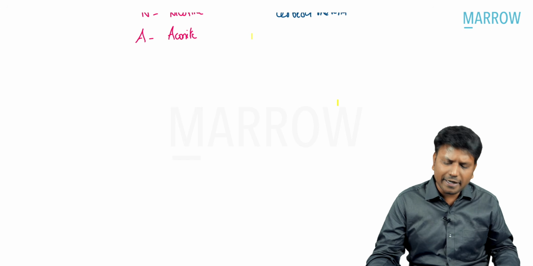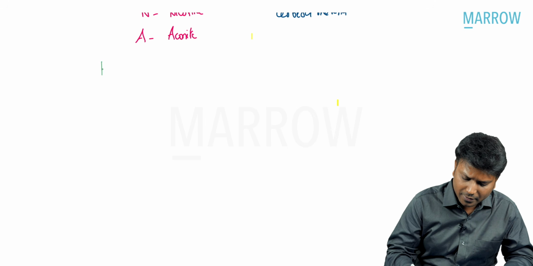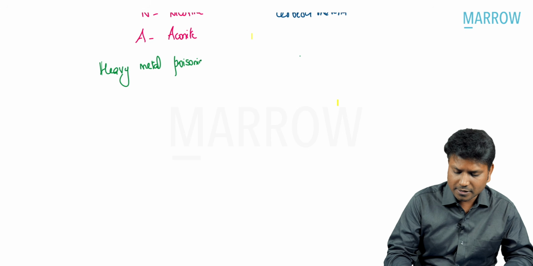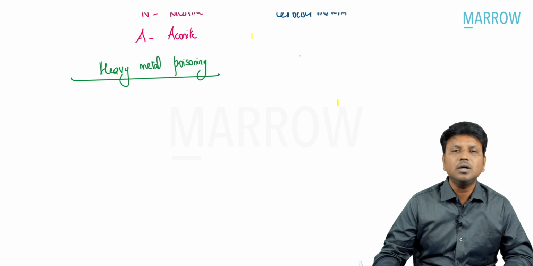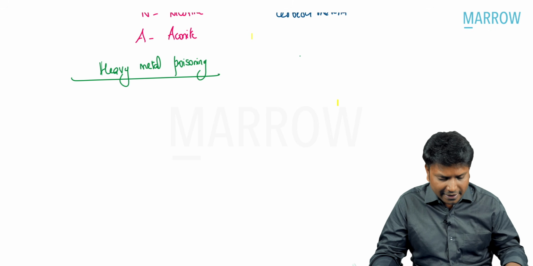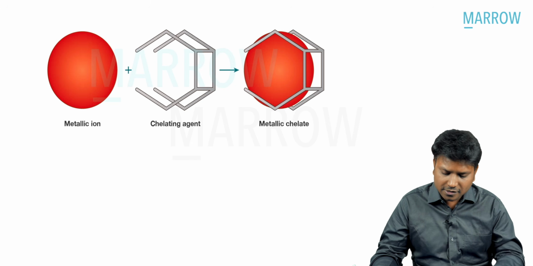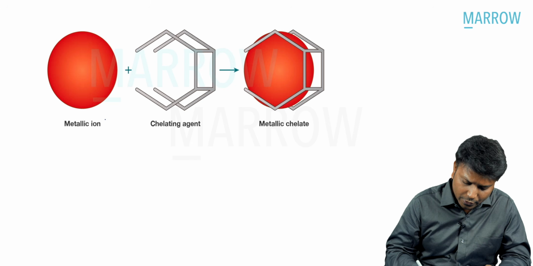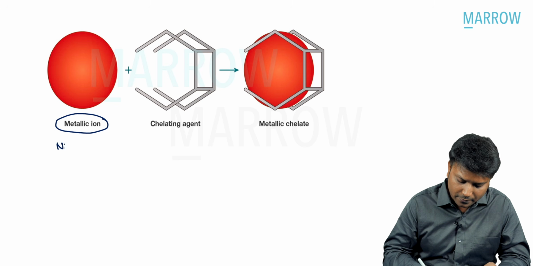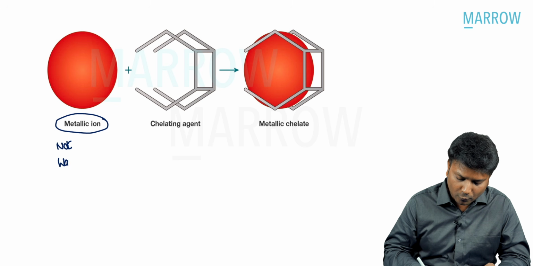When you discuss chelating agents, remember they are commonly given in the treatment of heavy metal poisoning. Only in heavy metal poisoning do we give chelating agents as a form of treatment, because we have to chelate the metal and excrete it out. This is the chelating agent action. Whenever you have a metallic ion, it is water insoluble, so you cannot excrete it from the body.